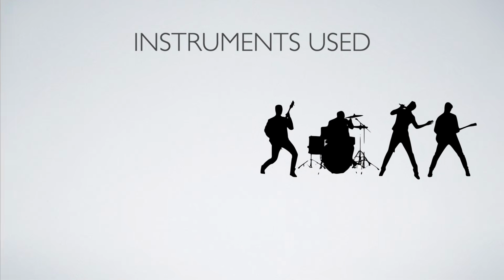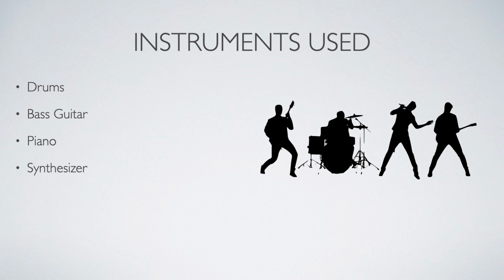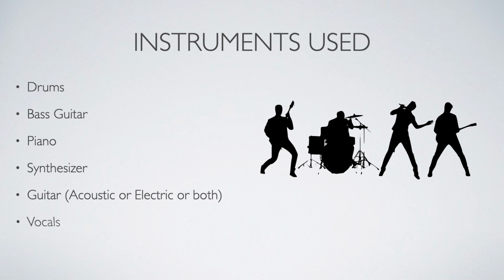And the instruments used within a pop ballad are very similar to the other types of pop music we've already looked at. For instance, a pop ballad will most likely have drums, a bass guitar, a piano. Sometimes the piano plays a really prominent part within a pop ballad. If it doesn't have a piano, then it will usually have a synthesizer. A pop ballad will have a guitar, either an acoustic guitar, an electric guitar, or both. It will have vocals, and remember, the vocals and the lyrics play a really important part of a pop ballad. And a ballad will sometimes have other instrument sections, such as a string section or a brass section.